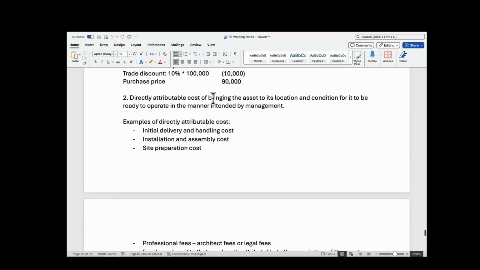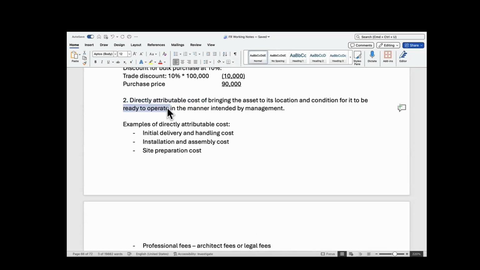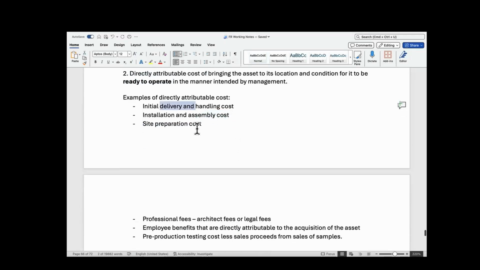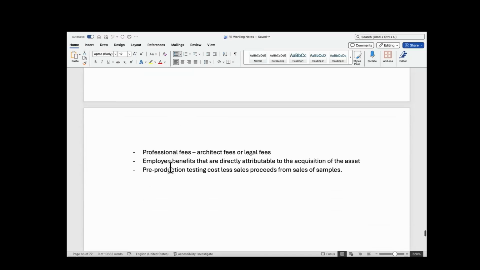And the manner in which we need to remember these directly attributable costs, they are the costs that if you don't incur them, the asset will not be ready to operate. They are what makes the asset ready to operate. If you don't assemble the asset, it will not operate. If you don't deliver it, it will not operate. If you don't get the site ready, it will not operate. And all of that, they are directly attributable costs.